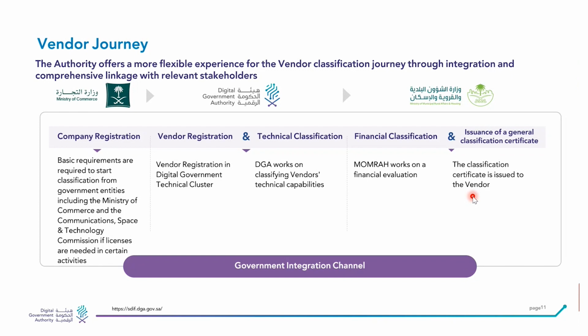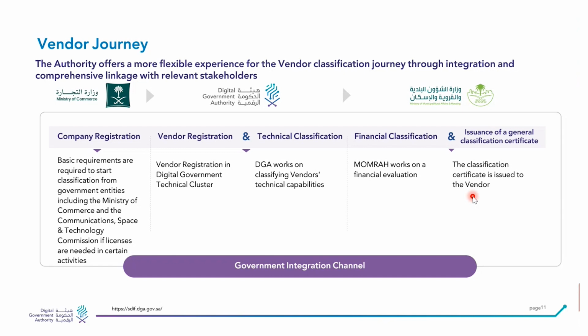After you get the technical classification from DGA, the certificate and the final score will be sent to MOMRA in order for MOMRA to do the financial assessment and combine the DGA score, and then you will have the final and general classification certificate. There is no way to update the company profile in the company. As I said, there is some information that can be updated, but if you have any problems or considerations, please send us an email at sadaf@dga.gov. I believe the email and the survey link are in the chat.